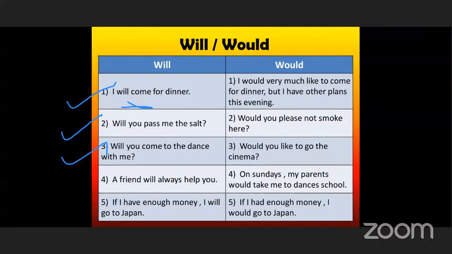Fourth example: a friend will always help you. Now here the modal auxiliary will is used in which case? Habit. There is one friend who always helps him. So a friend will always help you. Here the will is used for habit.